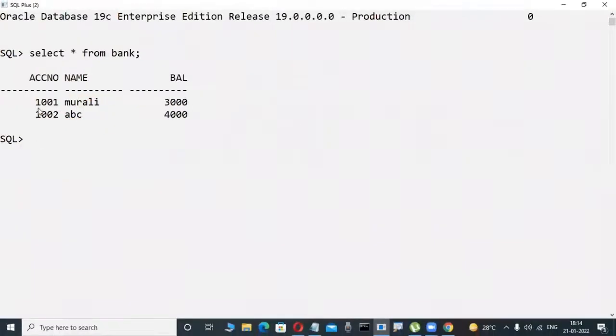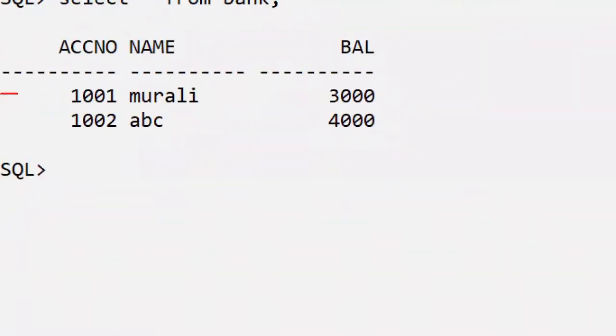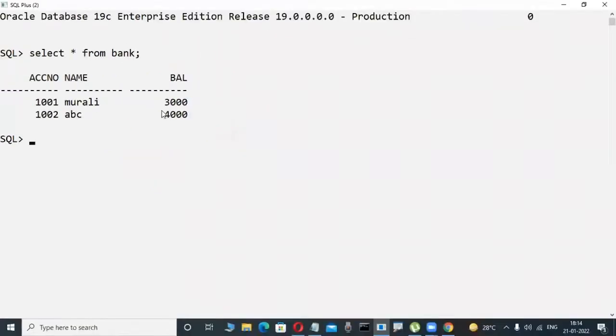Suppose this data, observe it for one minute. 1001 is an account number. My name is Murali, and I'm an account holder. My balance is how much? 3000. Observe it here, my balance is 3000, for example. Now check out the scenario. Slowly observe it here.